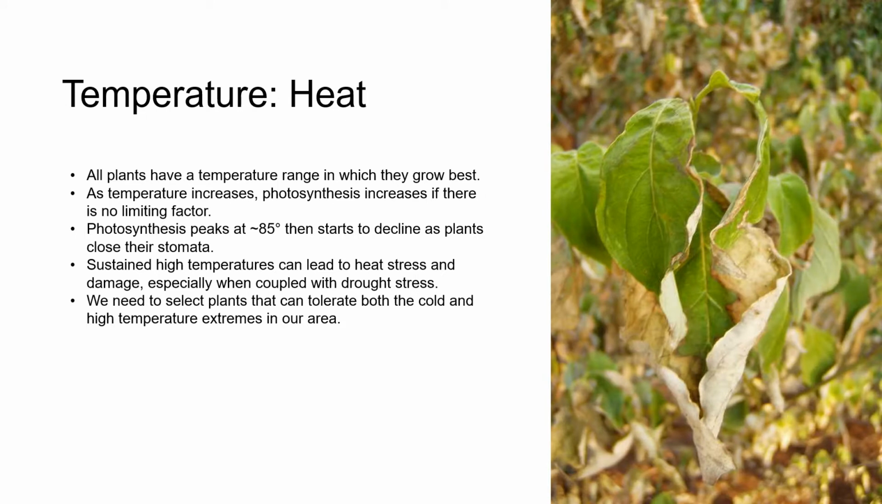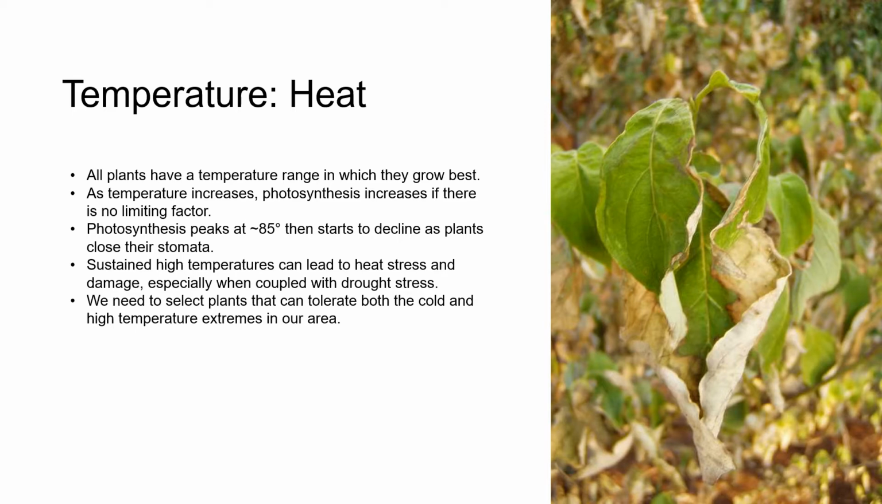All plants have a temperature range in which they grow best. As temperature increases, photosynthesis and therefore plant growth also increase, provided there's no limiting factor such as water. Photosynthesis peaks at around 85 degrees Fahrenheit, then starts to decline as plants close their stomata in response to the heat in order to conserve water.